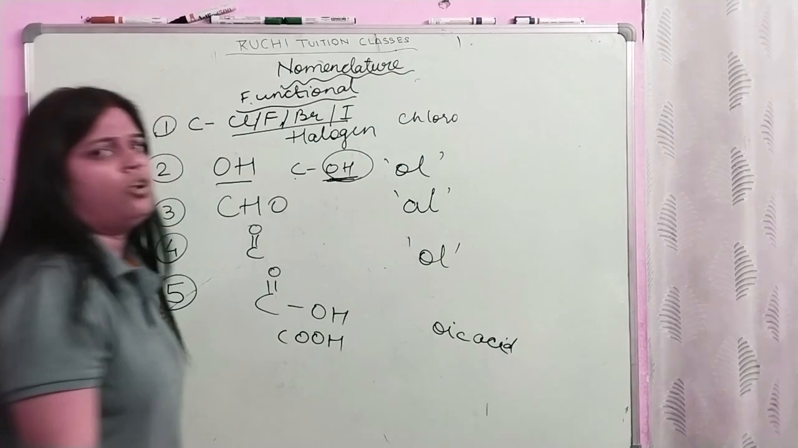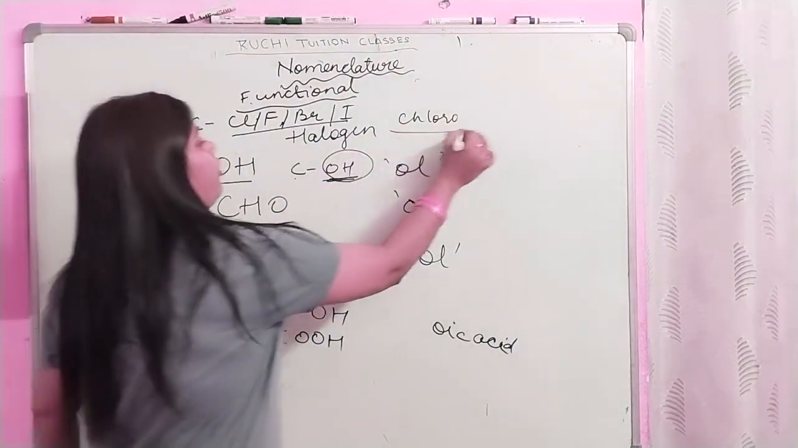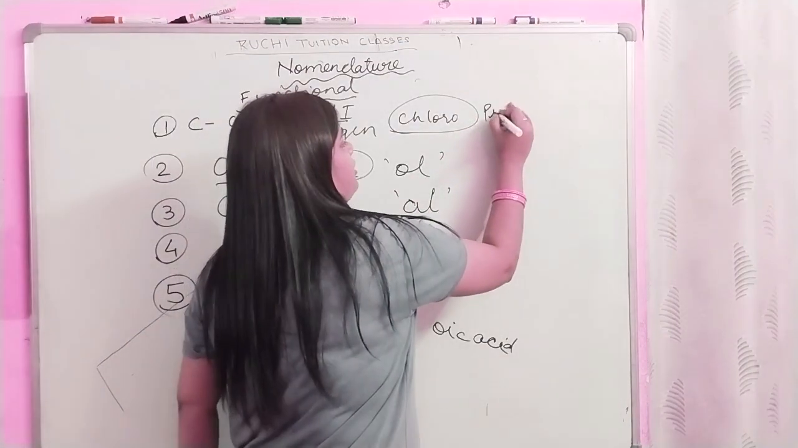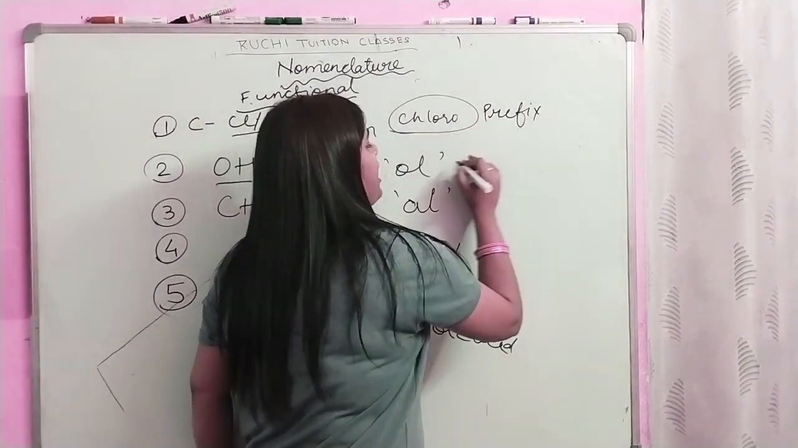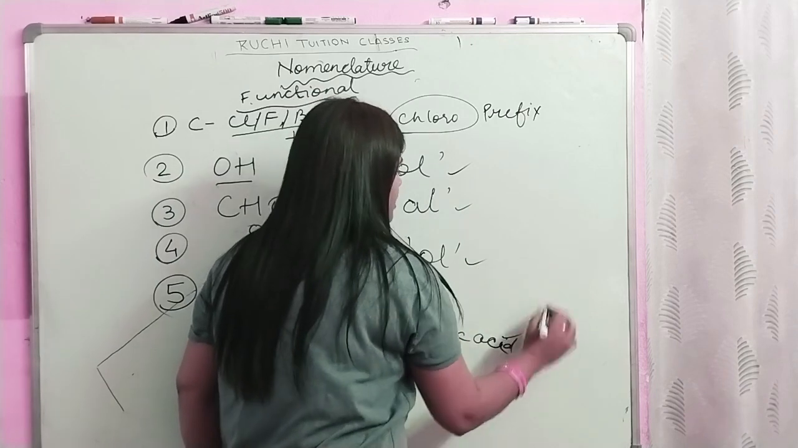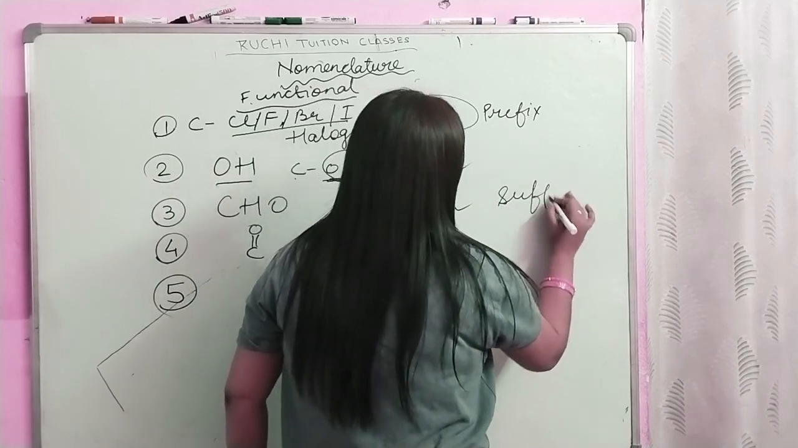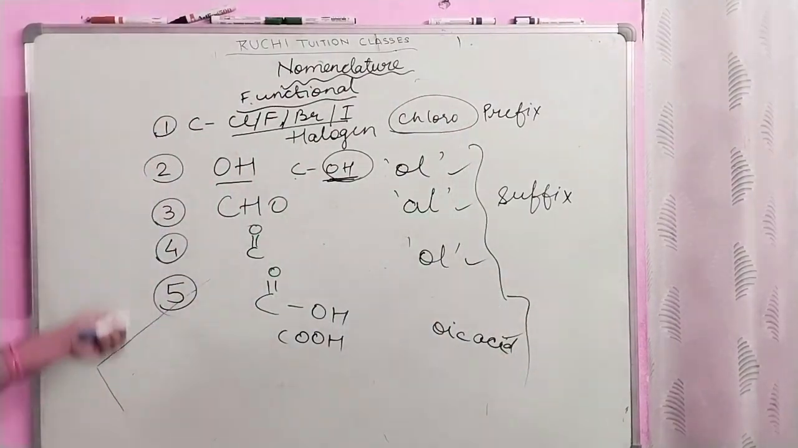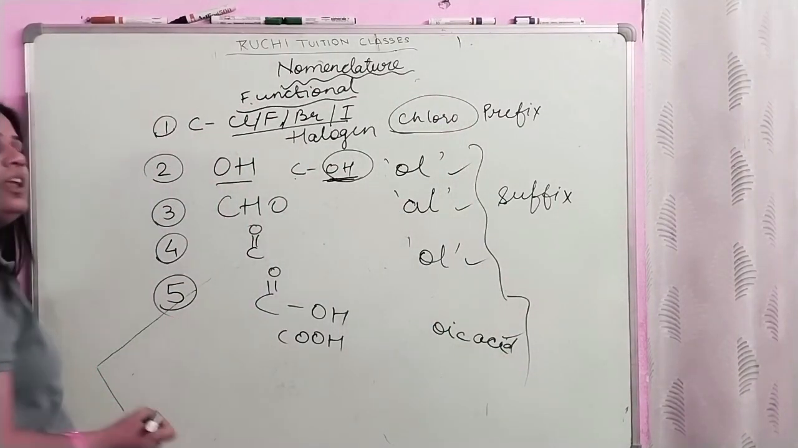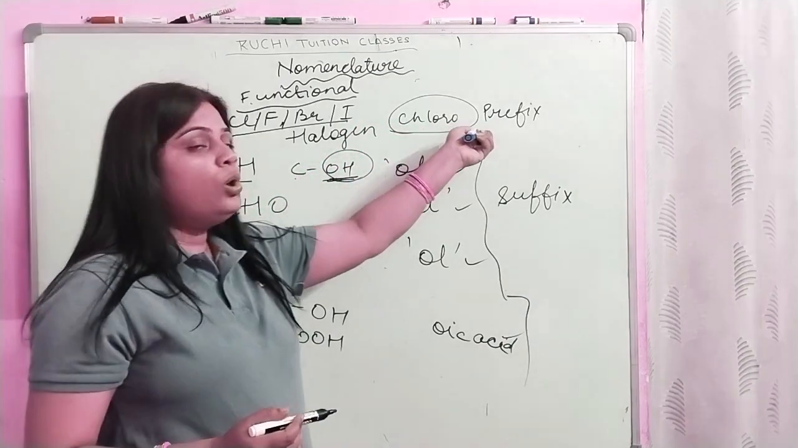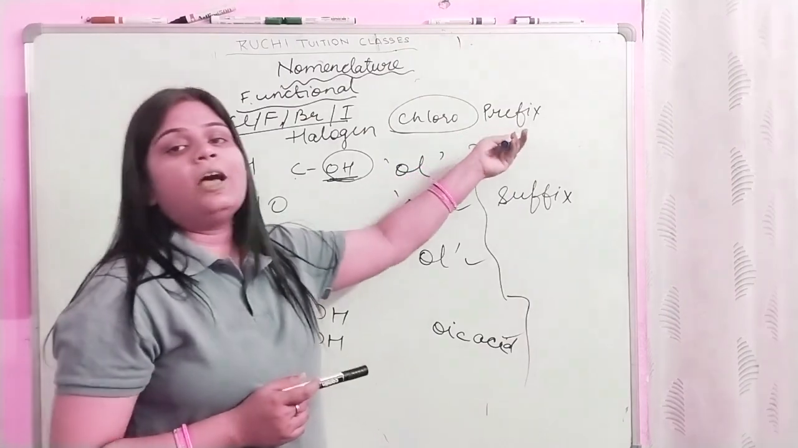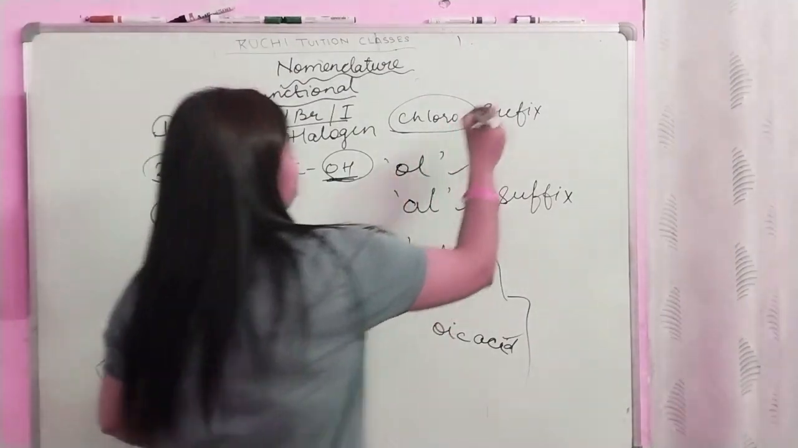In the nomenclature, only the halogen group like chloro is added as a prefix. Each and every other group is added as a suffix. As we name, all these groups are written as a suffix. Only the halogen group is written in prefix form.